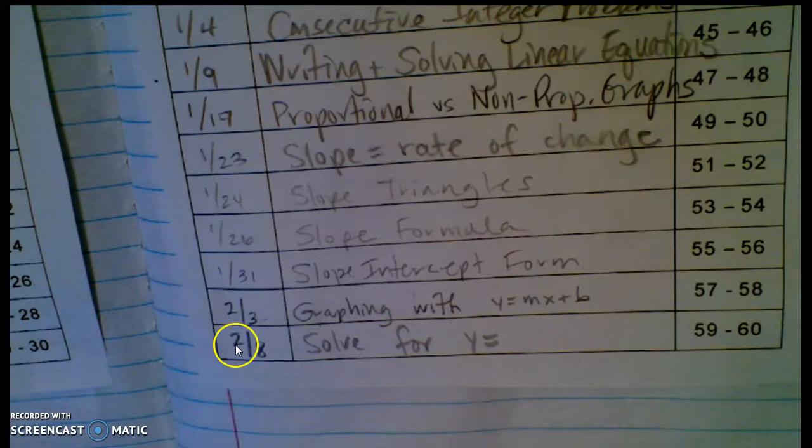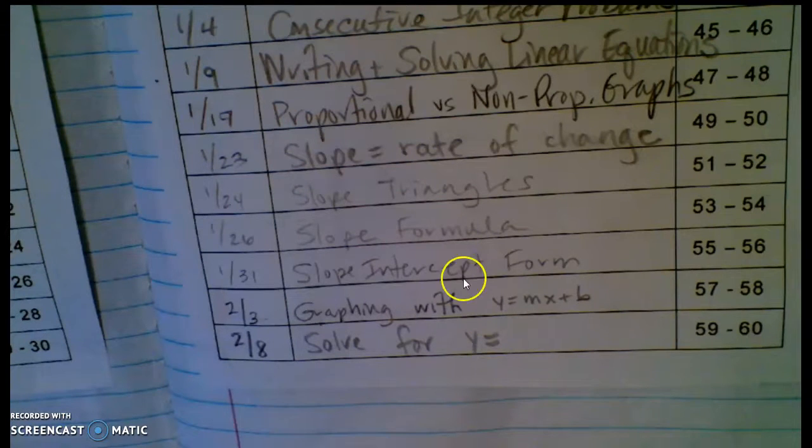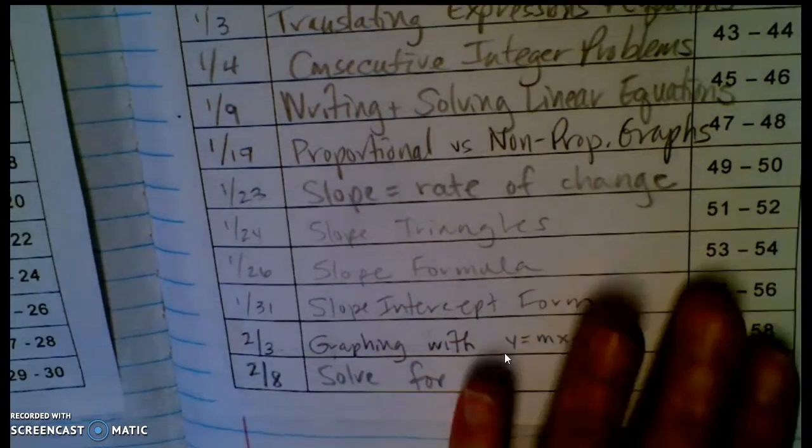All right, ladies and gentlemen, today's lesson to put into your table of contents is learning how to solve for y equals. Since we've been learning how to graph using slope-intercept form, y equals mx plus b, we need to learn to be able to do some algebra to solve for y equals. So that's what needs to go in your table of contents.